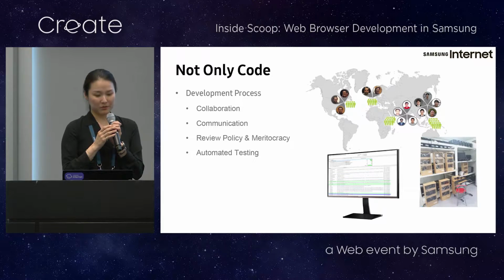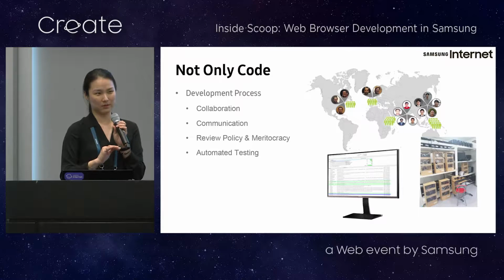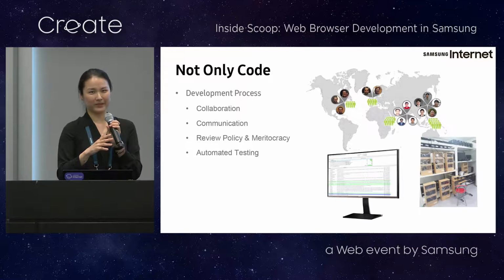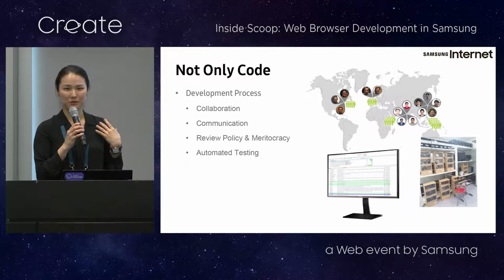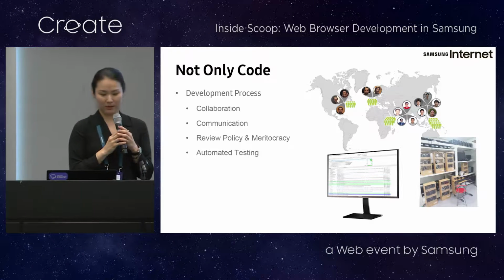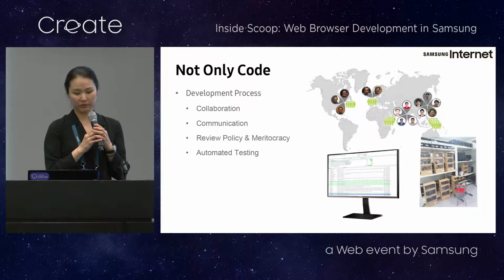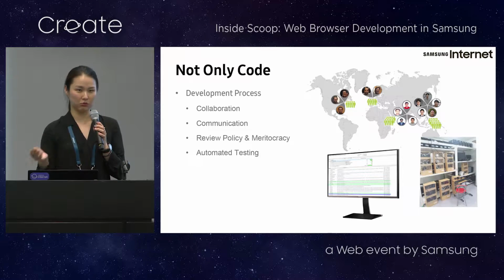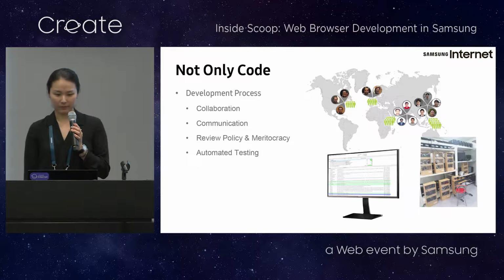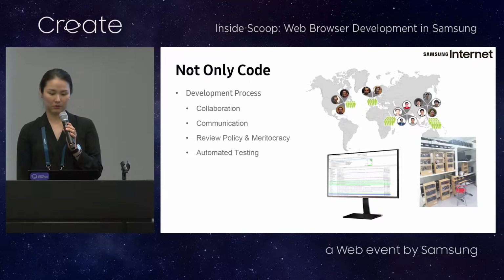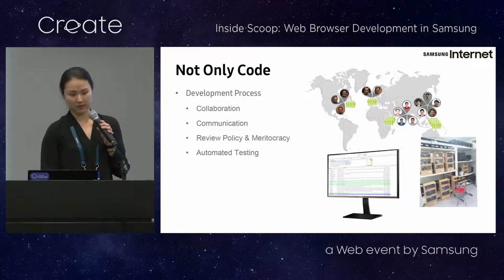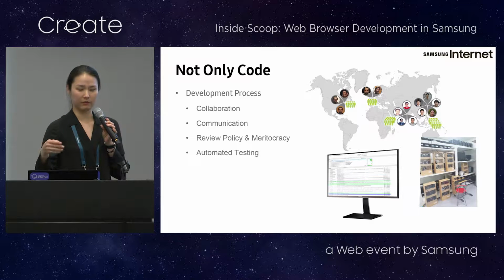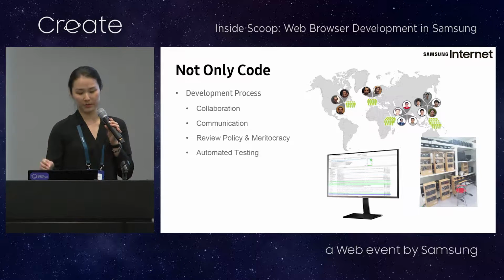And Samsung was not originally a software development company, so back then our software quality wasn't that good. So we wanted to change that. We benchmarked Chromium's review policy. We also have our own owner's policy, and we also started to do automated testing on actual devices. So whenever a patch is landing for Samsung Internet, it has to pass all the automated testing.